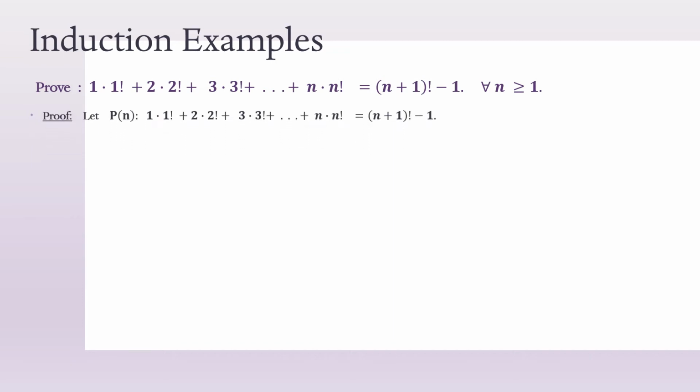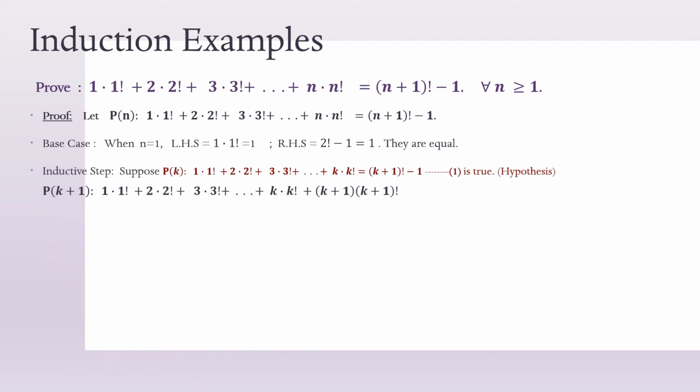For the base case, we have to prove that for n equal to 1, the result is true. The left-hand side of this equation is 1 times 1 factorial, which is 1. And the right-hand side is 1 plus 1 factorial minus 1, which is 2 factorial minus 1, equal to 1. These two are equal, and hence it is true. Then the second step, we have to find the inductive step, for which we need an induction hypothesis. That is, let us assume that the result P of k is true. By assuming P of k is true, we have to check the result P of k plus 1.